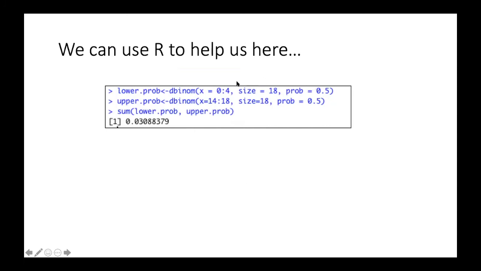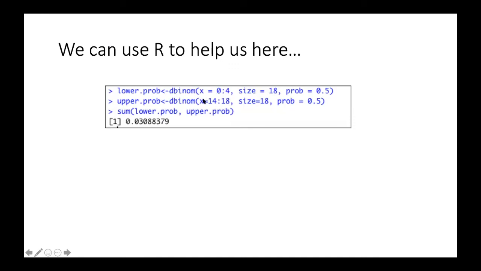Okay? Here, instead of inserting a single value and getting a single probability, I'm indicating that I want probabilities for each value ranging from 0 to 4. And we're going to stick those 5 different probabilities into this object I've called lower.prob. We're going to do the same thing for the upper end of the distribution, where we're calculating probabilities for each of the number of successes ranging from 14 to 18.